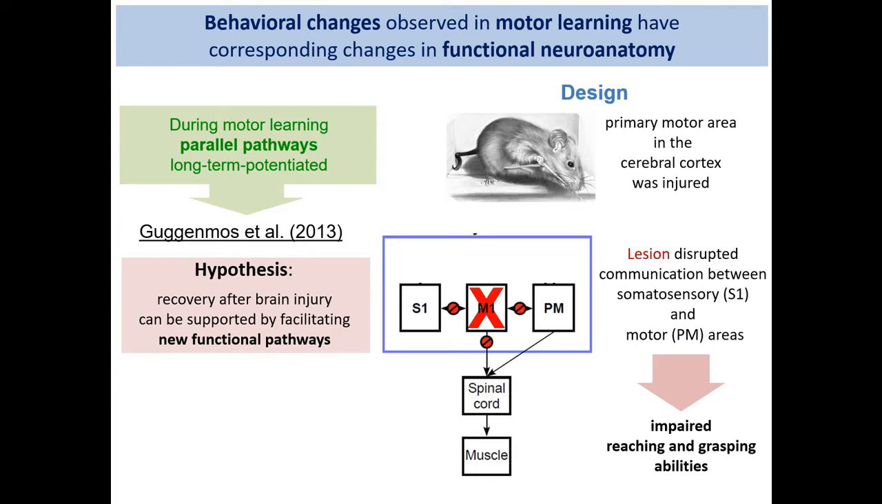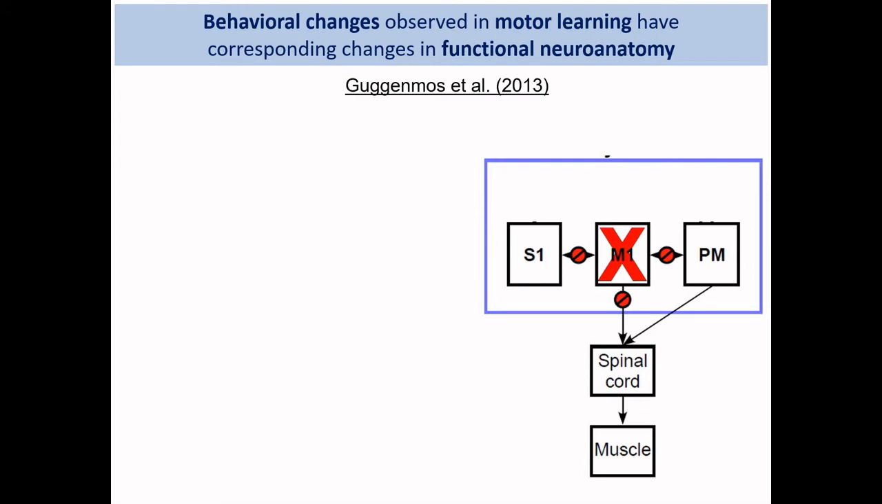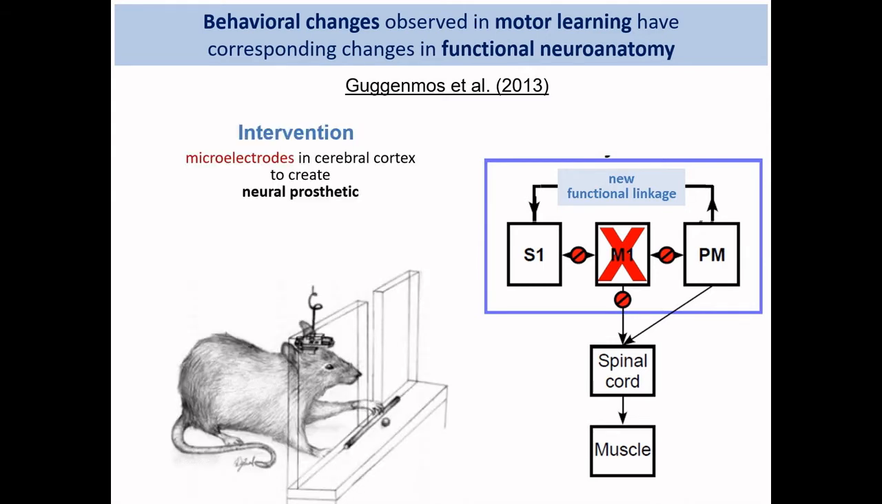The lesion impaired the rat's reaching and grasping abilities. The idea at the heart of this research is that recovery after a brain injury can be supported by facilitating new functional pathways. To test this idea, the researchers attempted to promote recovery of function in the lesioned rats. They attempted to do this by creating a new pathway between the somatosensory area and the premotor area. To do this, the researchers created what they called a neural prosthetic by inserting microelectrodes into the cerebral cortex.